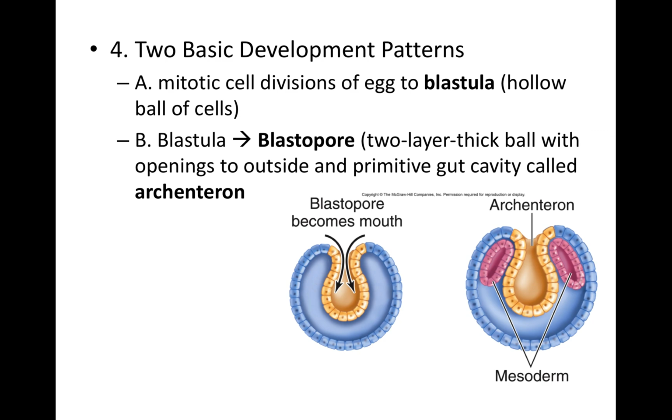Okay, the 4th key transition for animal body plan would be the developmental patterns. I know I skipped embryonic development because we were a little bit behind, but when a cell starts out, it divides very rapidly, and then cells start to migrate and shape the organism, if you will. We get these mitotic cell divisions of an egg to form a blastula, basically a hollow ball of cells. Then the blastula is going to form a blastopore, which is an indentation or primitive gut cavity. The blastopore can either become the mouth or the anus of the organism.